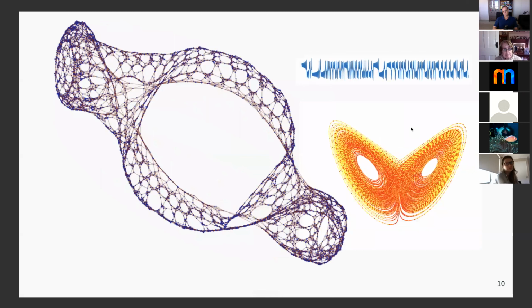Here's a second picture. This time, no prizes for guessing the dynamical system. It's the standard Lorenz system with the two lobe butterfly wings. And here, when we represent it as a network doing exactly the same process, we get this kind of, looks to me like a dog's bone, but like a bone that a dog's chewing on.